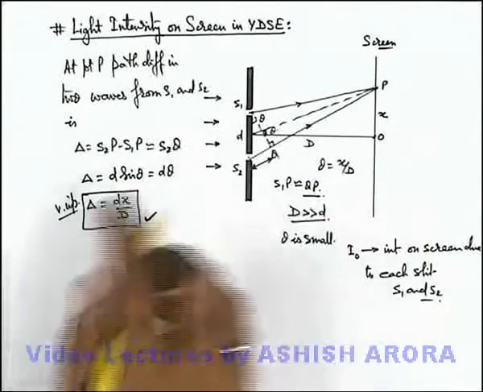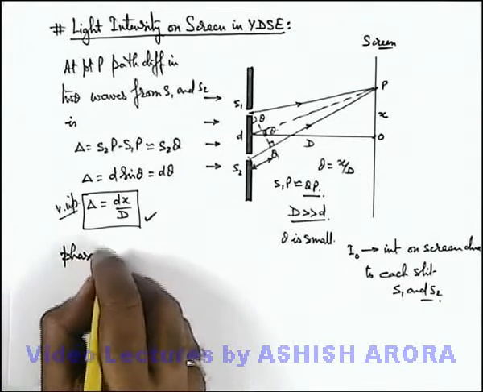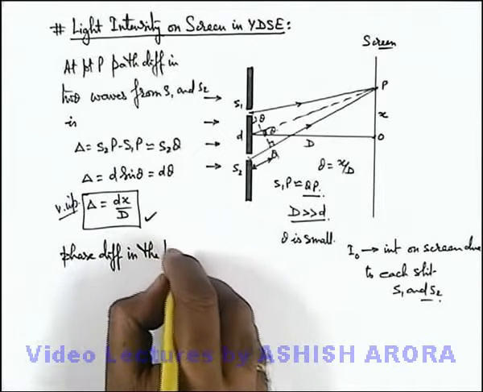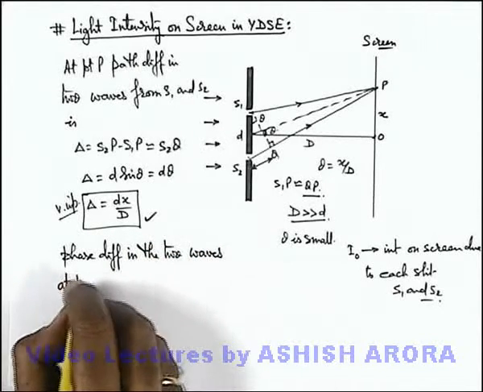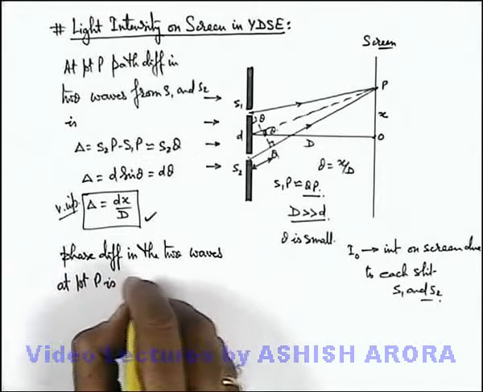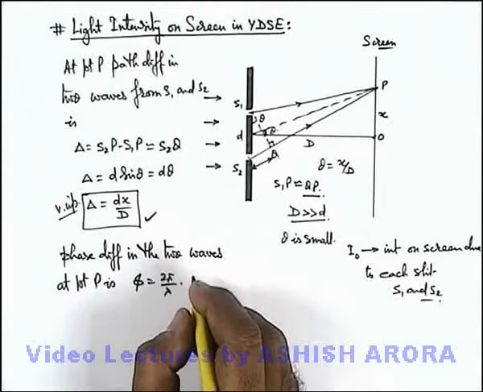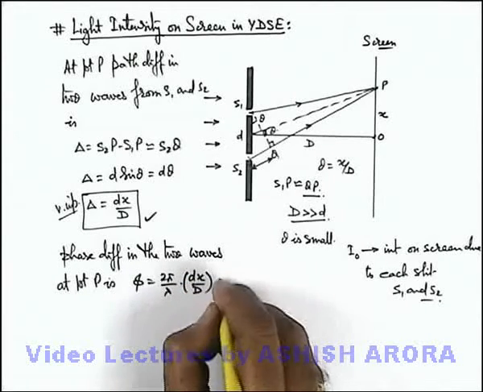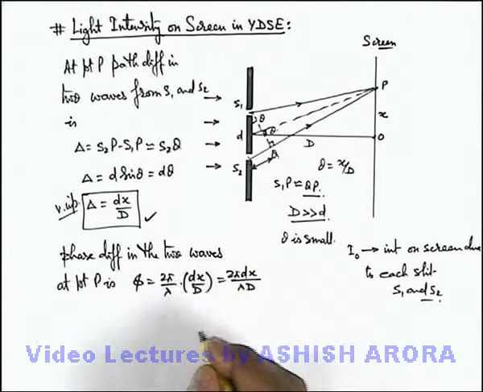So if this is the path difference at point P, here we can write the phase difference in the two waves at point P is, this phase difference we can write 2 pi by lambda multiplied by the path difference, that will be dx by capital D. So this is 2 pi dx by lambda D.